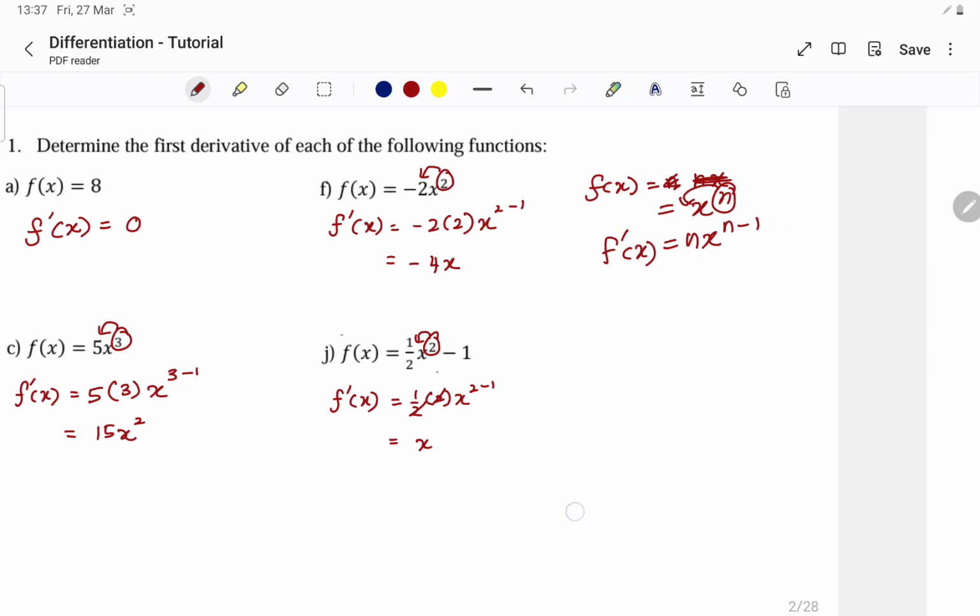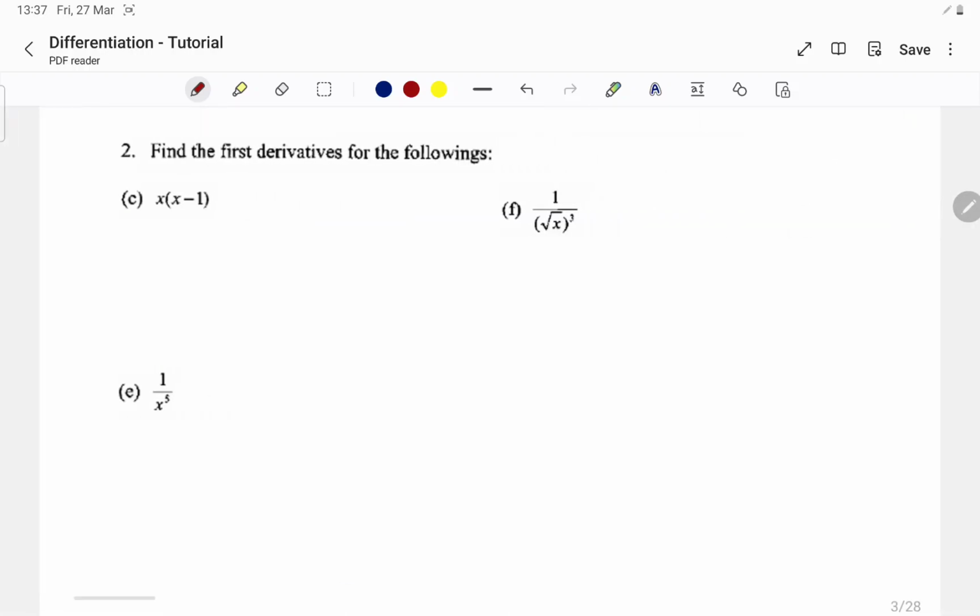Now we proceed to the next question, which is question 2. They ask us to find the derivative of the following. When they ask us to find the derivative, we actually need to do differentiation. Okay, but then for question 2C, we have x times (x minus 1). So what does it mean here? It's a multiplication of a term x with x minus 1.